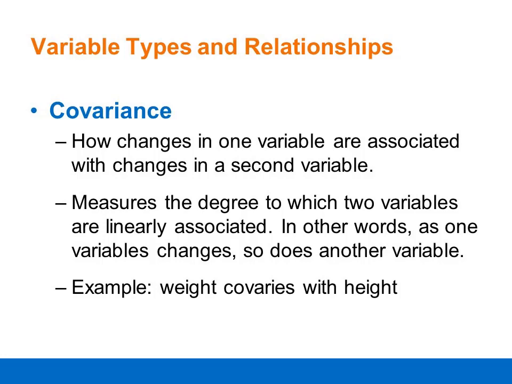Another term you should know is covariance. Covariance simply means that the two variables vary together. For example, height and weight are two variables that co-vary. When one changes, the other changes.